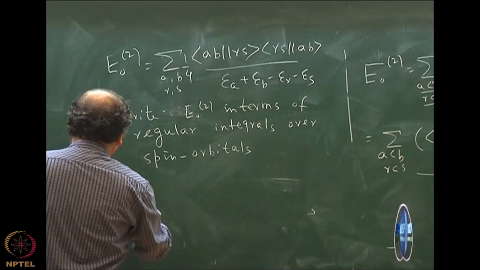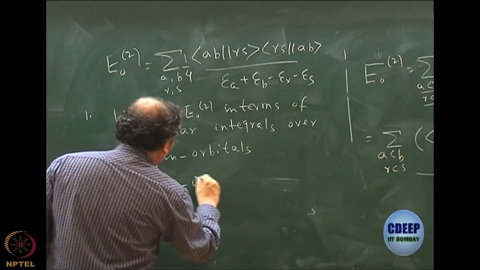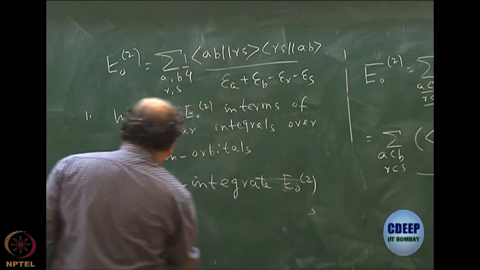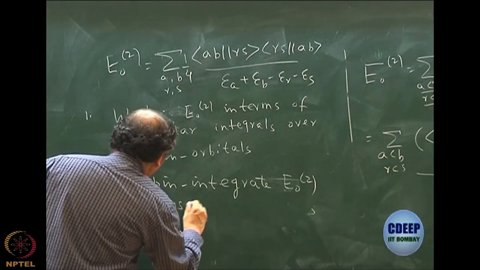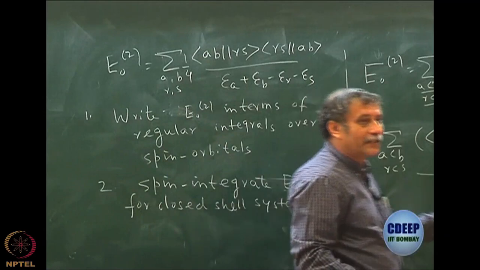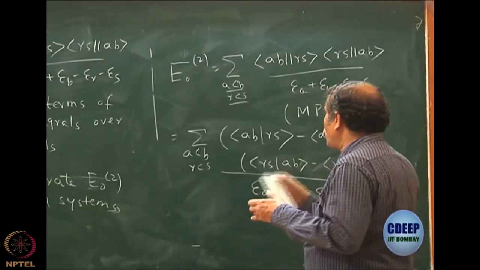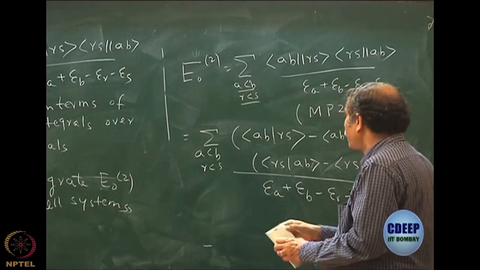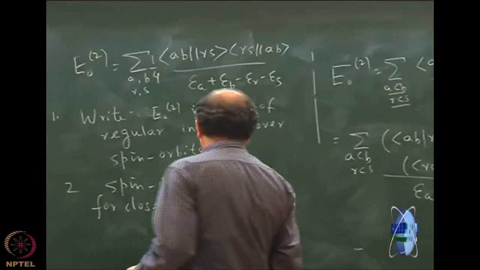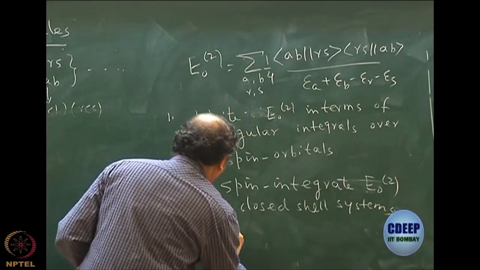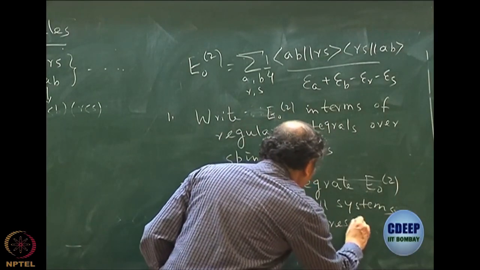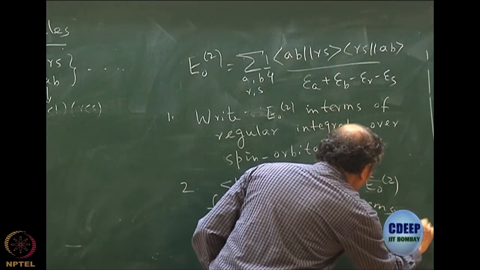One. Second is, spin integrate E naught 2 for closed shell systems. So again, you know what I mean. These are all spin orbitals, and you have already done lots of spin integration. Spin integration will be easy after you do the regular integral calculation. So spin integrate E naught 2 for closed shell systems and derive the expression in terms of integrals over spatial orbitals.